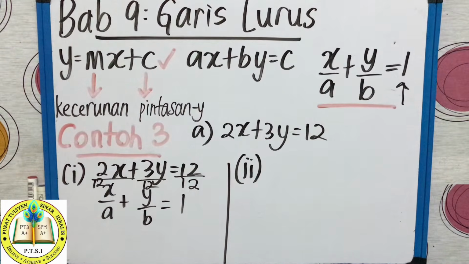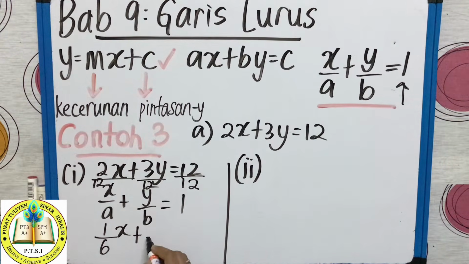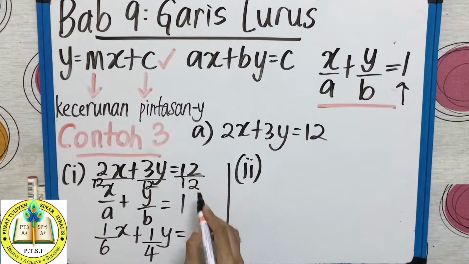So after you divide, teacher cut, you will get 1 over 6x. Nampak tak? Plus, this one 3 and 12 you cut 1 over 4y. And another one, 12 divided by 12, you get 1. Clear class? So 1 over 6x plus 1 over 4y equal 1.